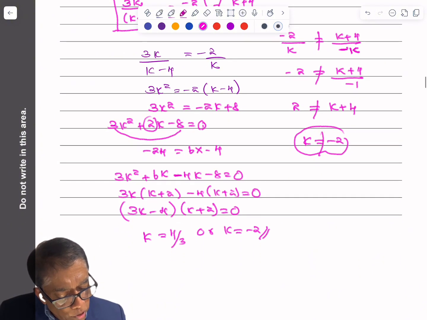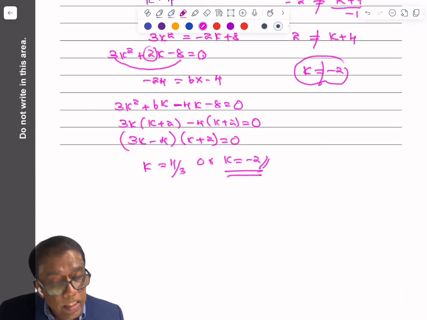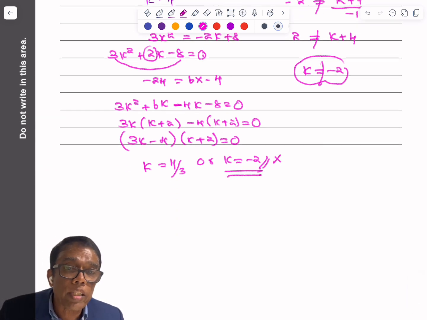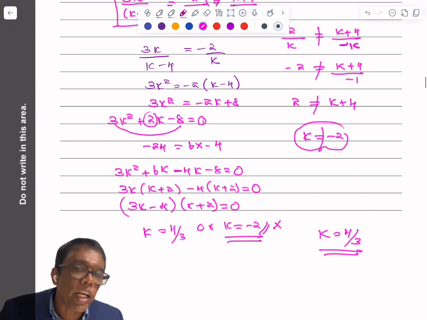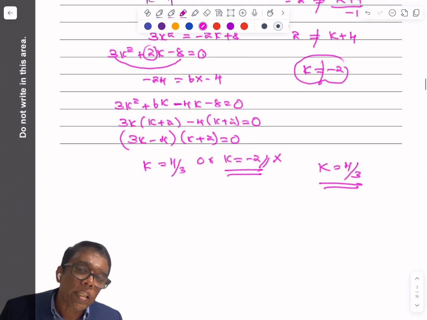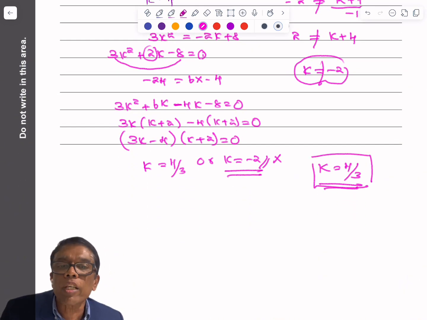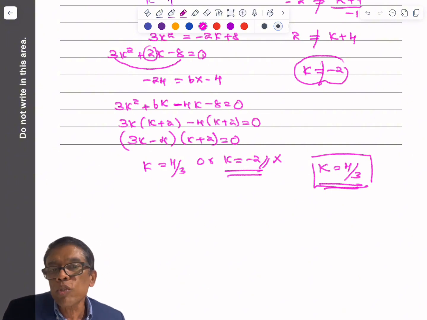What is the k value? k is 4 over 3. This is the k value such that the above simultaneous equations have no real solutions. If we consider k is equal to negative 2, then both the linear equations are the same, so there are infinitely many solutions. Therefore, the answer is k is equal to 4 over 3.